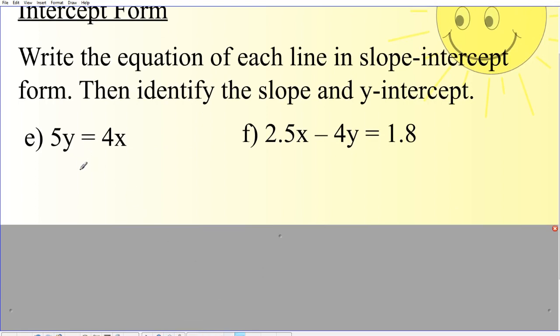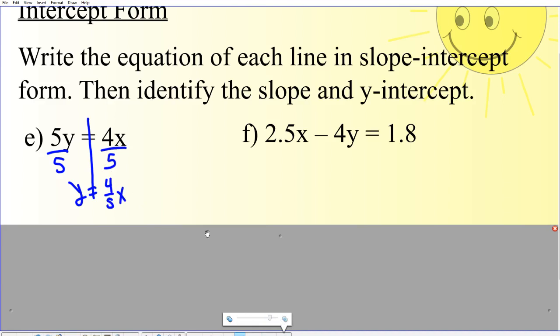Letter E. I'm going to divide. I need to get this y by itself, so I'm going to divide by 5 on both sides. I get y equals, I cannot simplify this fraction, so it's going to stay a fraction as my slope.